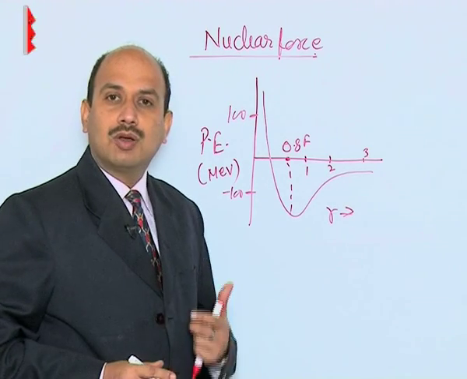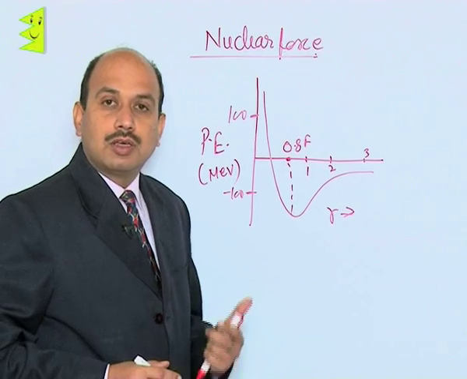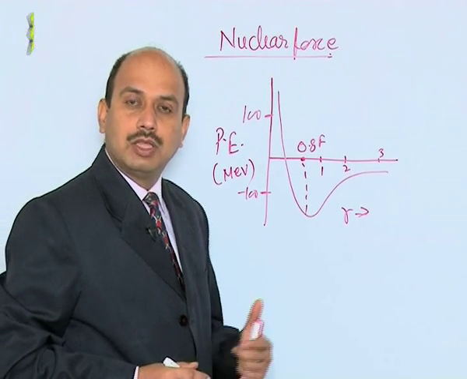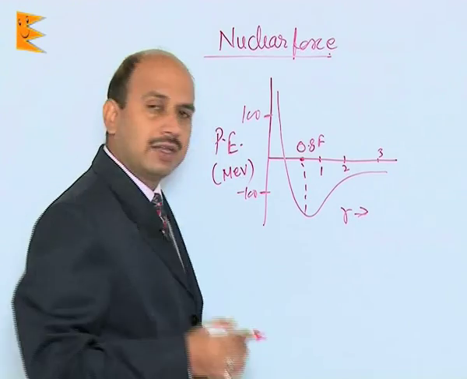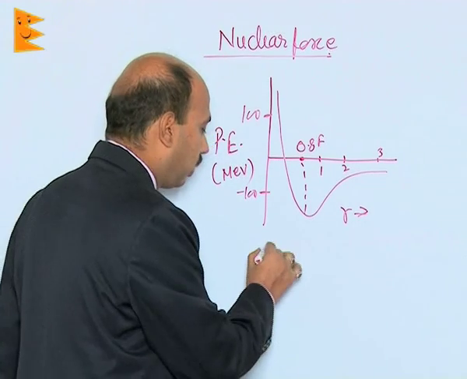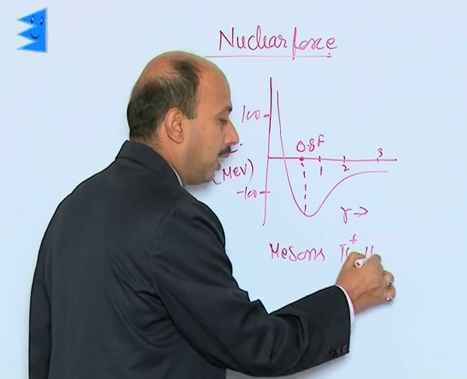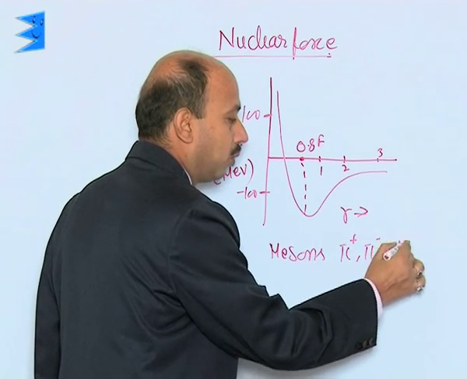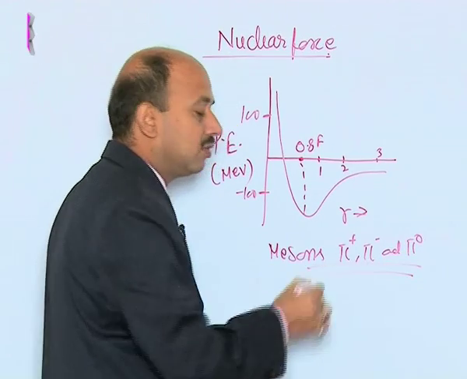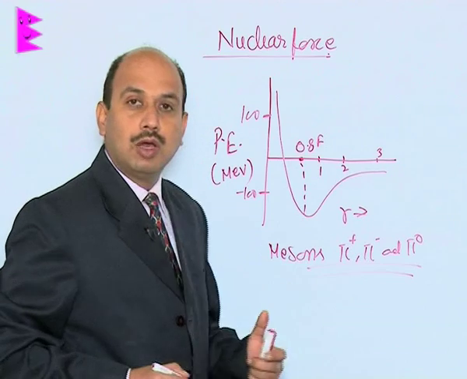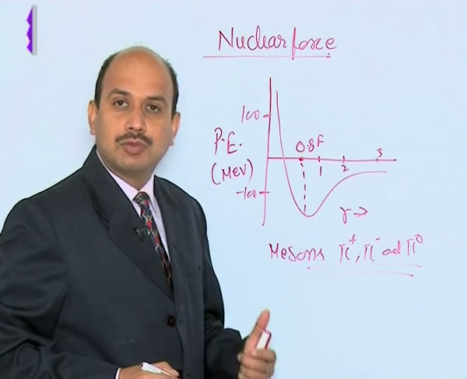But see, what is the cause of the nuclear force? The cause of the nuclear force is actually the exchange of particles between the nucleons. These particles which are exchanged between the nucleons are known as mesons, like pi plus meson, pi minus and pi 0. So these are the meson particles which are exchanged between the nucleons. Because of that, nuclear force comes into action.